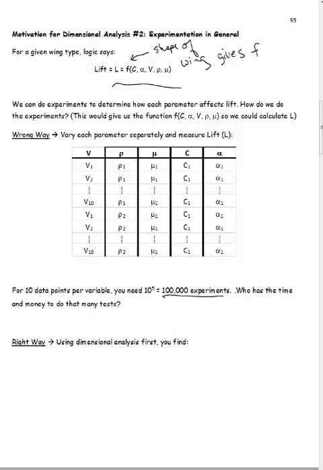What dimensional analysis does is change that from 5 independent variables down to just a couple. Okay, so if we use dimensional analysis, and we're going to do this as an example in a little bit, you're going to find that lift over rho v squared c squared equals a function of rho v c over mu and alpha. Okay, so now we have 2 independent variables.